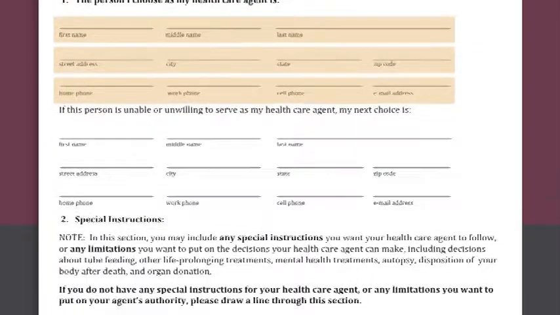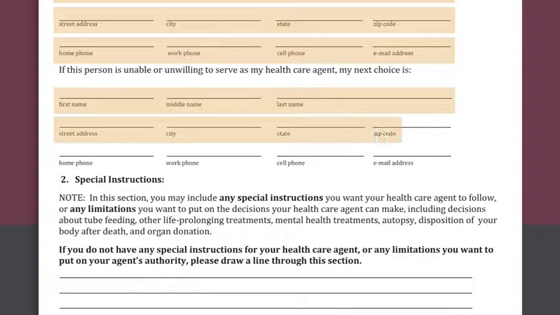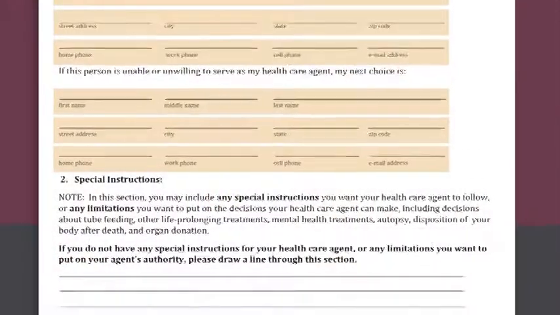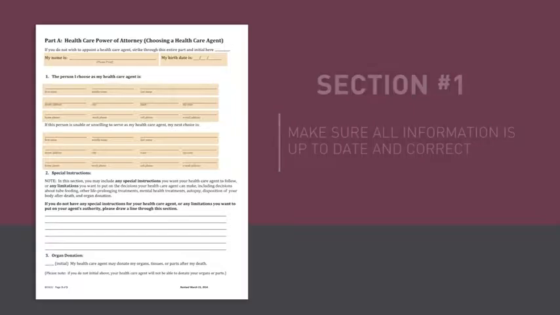In case your first choice is unavailable to serve as your agent, you may want to name a backup choice. Please include their first and last name along with their address, home phone, cell phone, and email address. Look back on the contact information for your healthcare agent and your secondary agent. Is all the information up to date, and is it correct?